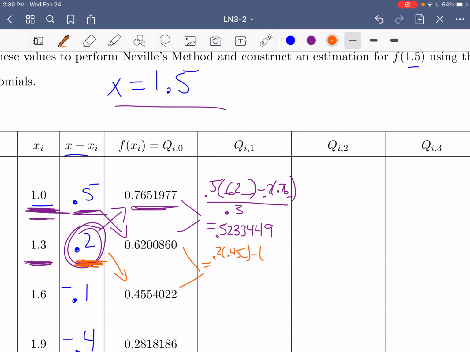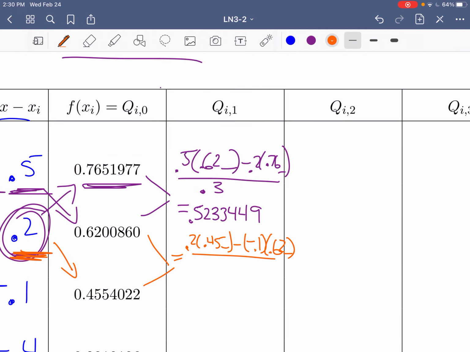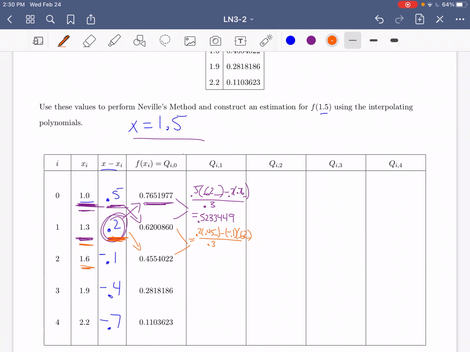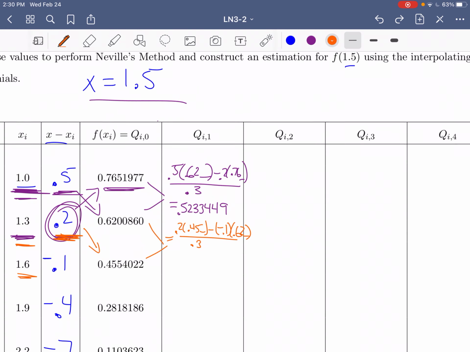Minus the negative 0.1 times the 0.62 business. And all of that is going to be over 1.6 minus 1.3, which again is actually still 0.3. Because all of these nodes are equally spaced, that's going to happen. And we like to use equally spaced nodes. It's not a requirement, but it's certainly nice when that happens.